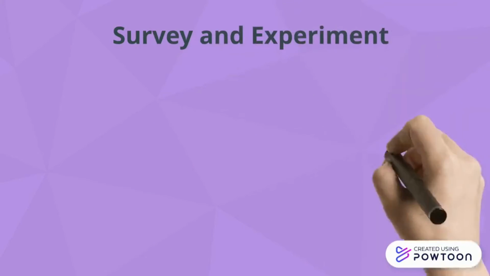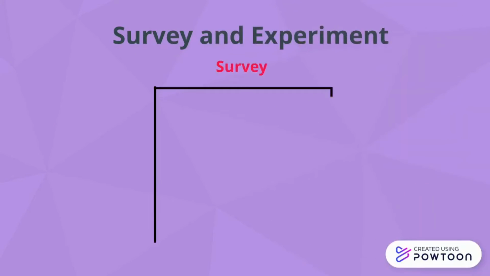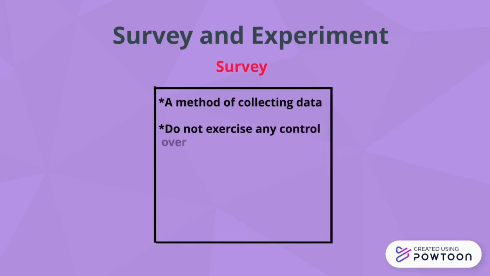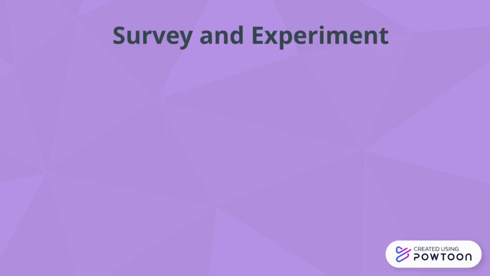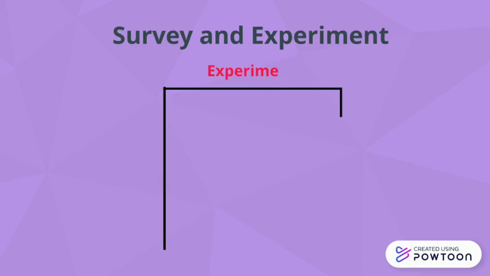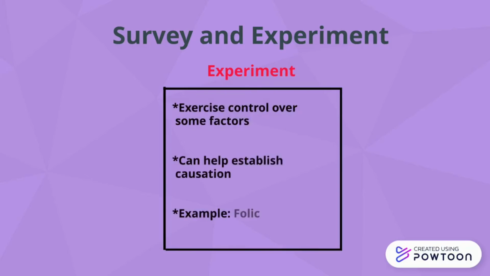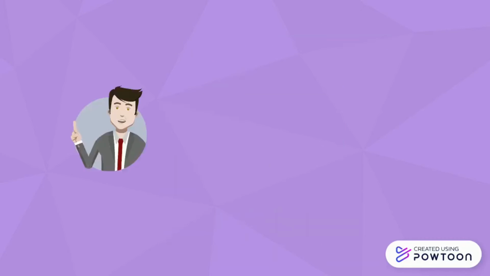Now, I will explain more about survey and experiment. A survey is a method of collecting data that does not exercise any control over the factors and can show association. For example, the amount spent on clothes by individuals on the campus. Next, experiment. An experiment exercises control over some factors and can help establish causation. For example, folic acid and birth defects.